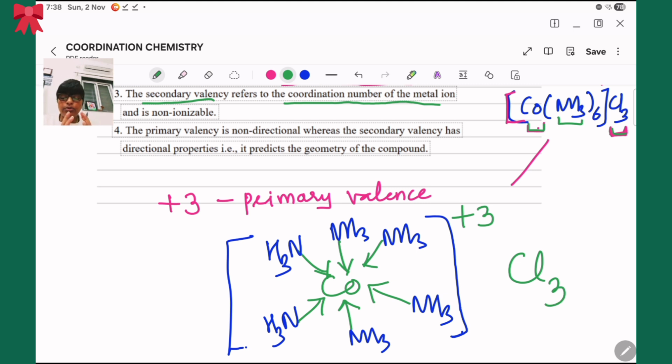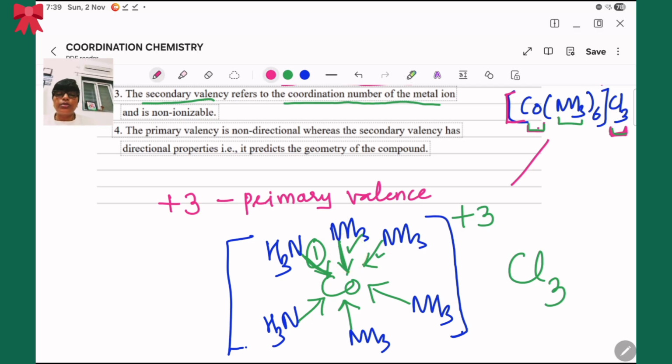Now, what is the secondary valency? What am I referring to? The secondary valency is the total number of ligands actually, which are attached to the central metal atom or ion. So how many coordinate bonds are you having around the cobalt? 6, right? Let me just show you properly. This is the first one, the second one, the third one, the fourth one, the fifth one, and the sixth one. So in this manner, you have got a total of 6 coordinate bonds.